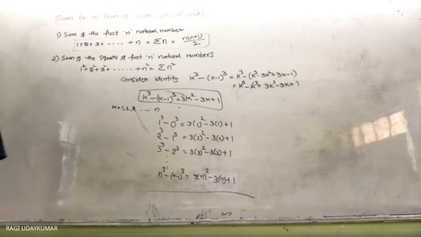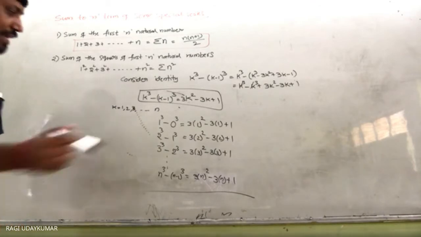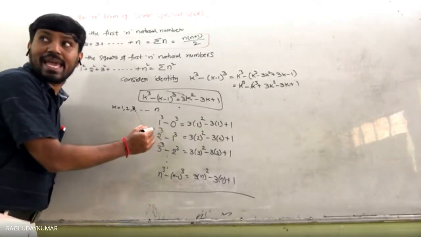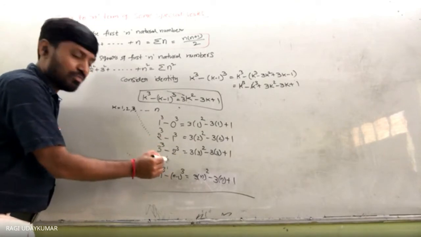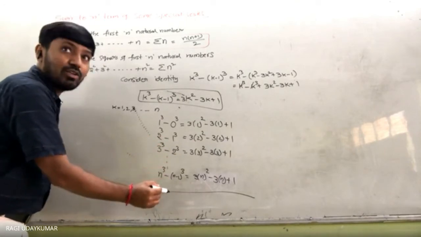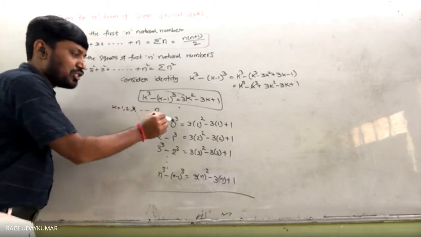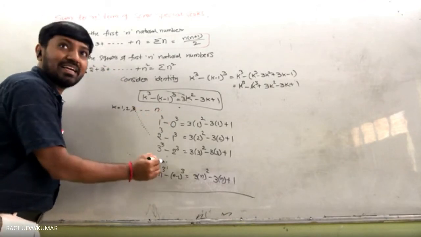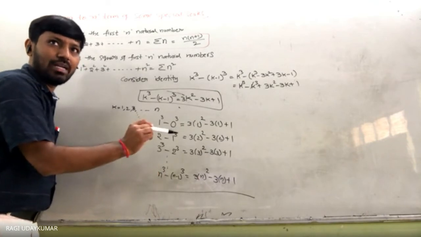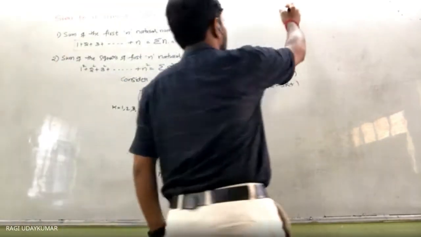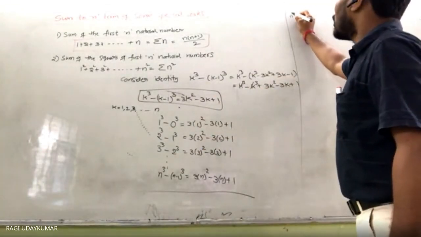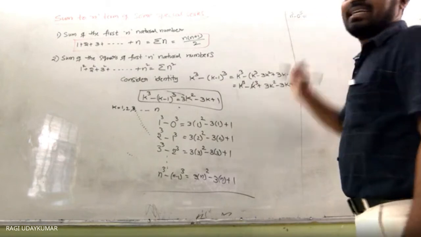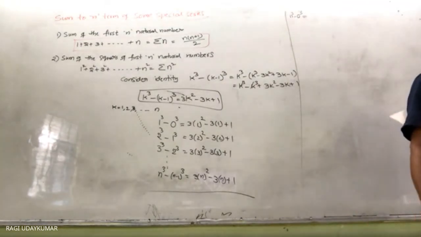Add all of these. If you are adding, what do you get? Look here: minus 1 cube plus 1 cube will cancel. Plus 2 cube minus 2 cube cancel. 3 cube, 3 cube, 4 cube, 4 cube, up to (n minus 1) cube will cancel. The 0 cube remains, and n cube remains. Understood?